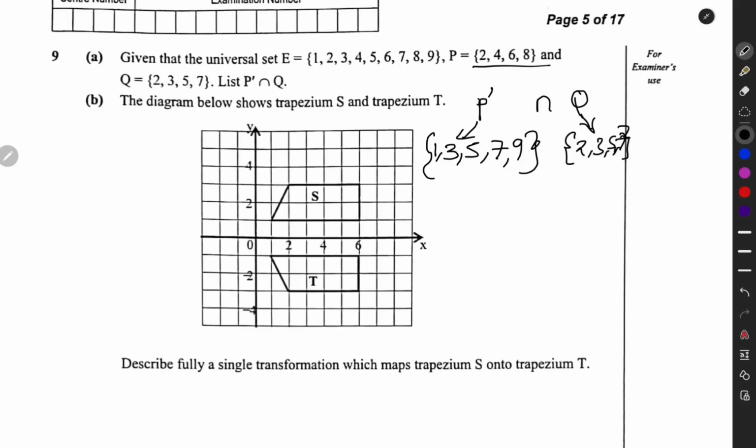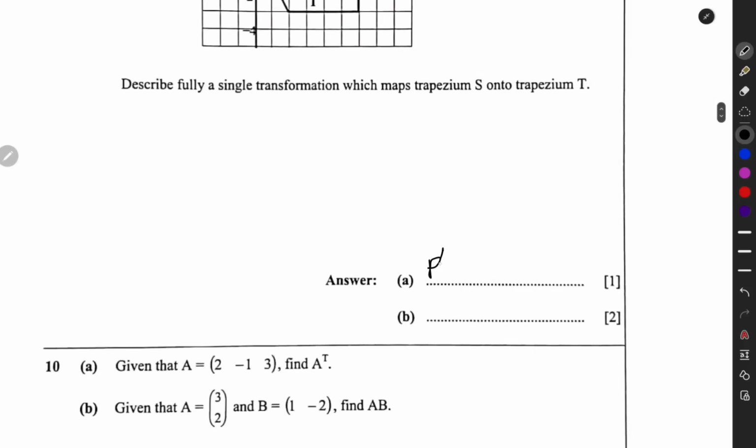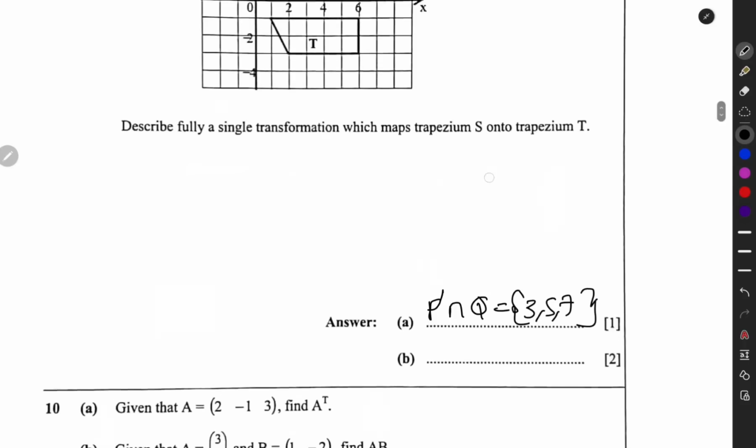So what do I do? So what I do is simply check the elements which are both in set P complement and set Q. And from the look of things, the set that is in both sets, so P complement intersection Q, will simply be, okay, so we have a 3, we have a 5, and we have a 7. So this is 3, 5, 7. So that is our answer. So P complement intersection Q is equal to 3, 5, 7. Okay, so we move on.